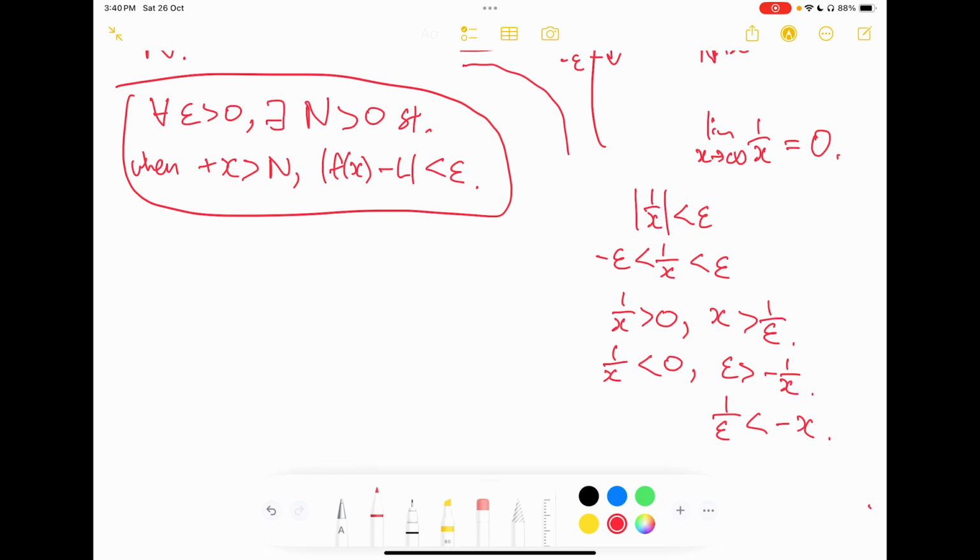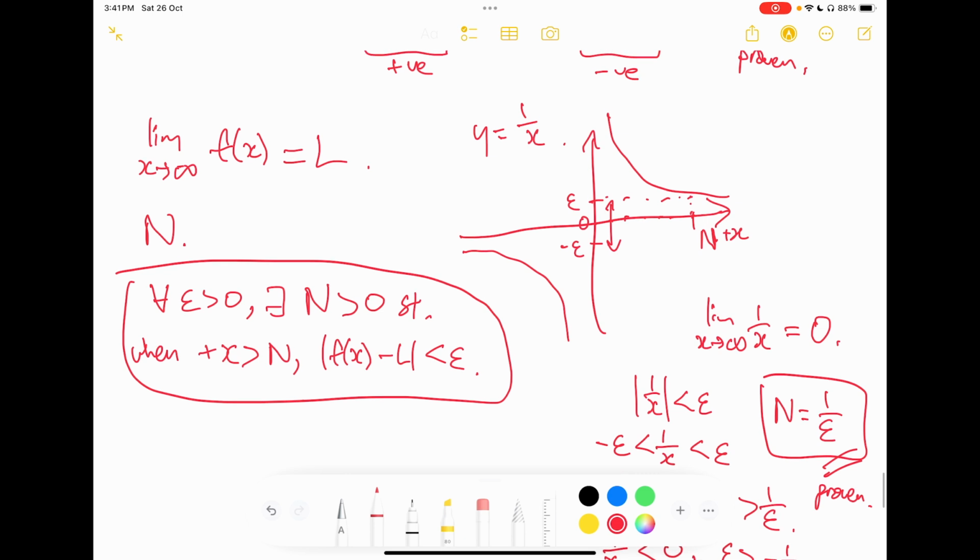Alright, but since we are dealing with positive values of x, right? And in fact, even here is a positive value because we are assuming that x is negative, like 1 over x is negative. So basically, we can set our value n to be 1 over epsilon. And since epsilon is a tiny value, 1 over epsilon will be quite big. So yeah, this is proven, right?